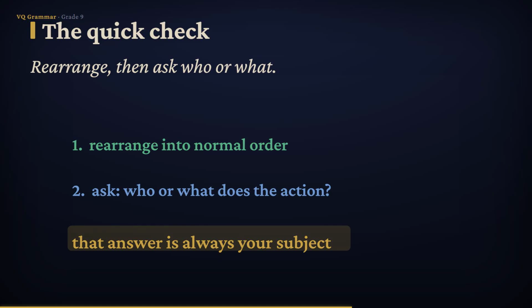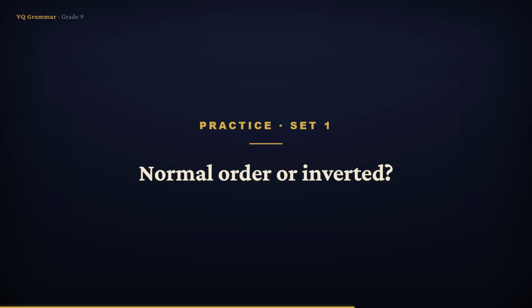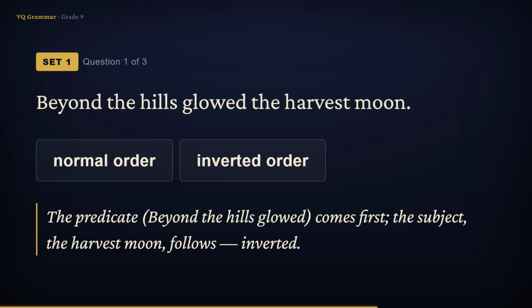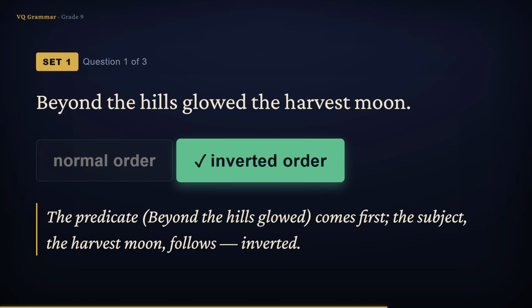Ready to practice? Time to practice. In this first set, I'll give you a sentence and you tell me, does the subject come before the verb in normal order or after the verb in inverted order? Pause and decide before I reveal each answer. Beyond the hills glowed the harvest moon. Where's the subject? The thing doing the glowing is the harvest moon, and it comes after the verb, at the end. The sentence opens with the predicate, so this is inverted order.